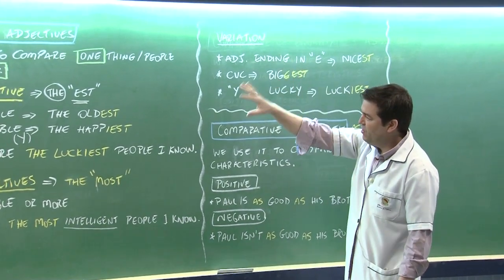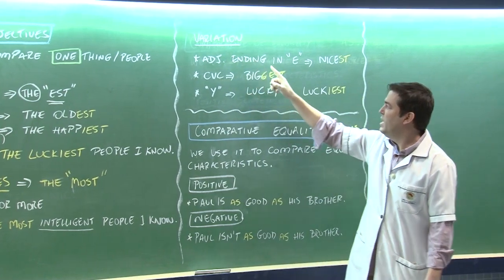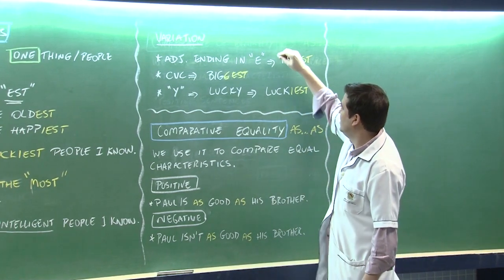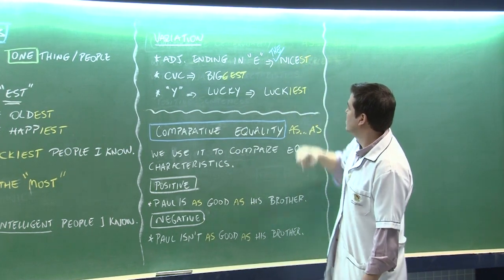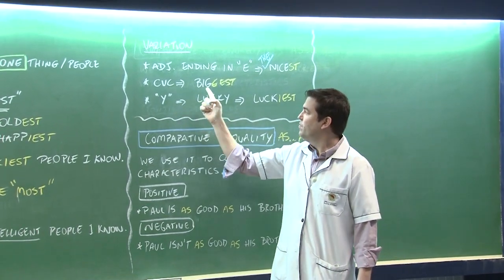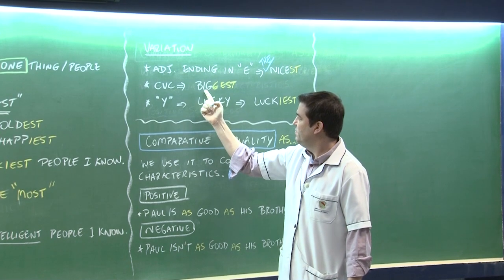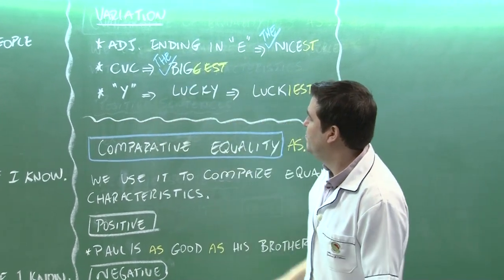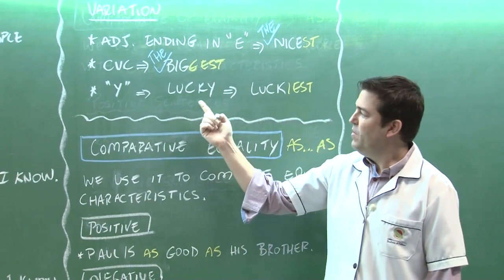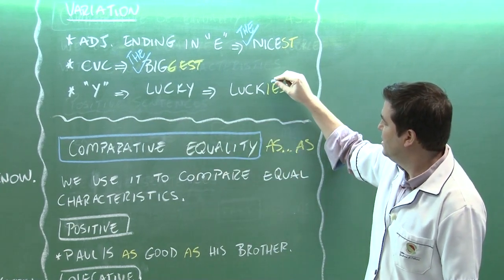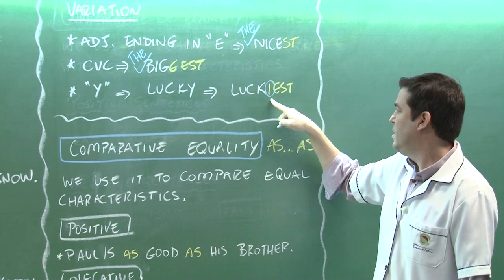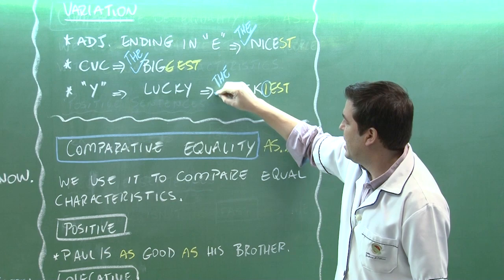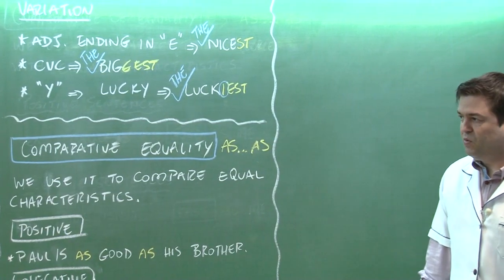We also have variations, very similar to the comparative form. Adjectives that end in E, we only add EST. Of course, we also have this article in front, yes, the, right? So the nicest. CVC rule, big, double the G, CVC, double the last one, and add EST, so the biggest. And words ending with Y, the word lucky, for example, yes, then I'm going to replace that Y with I here and add EST. And remember always to use the article in the superlative form, okay?